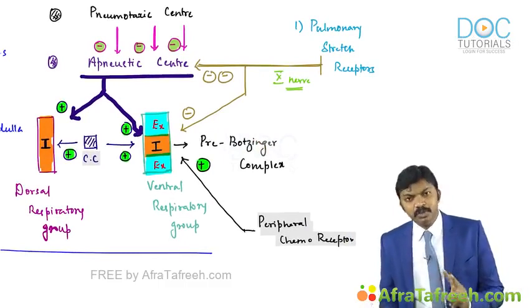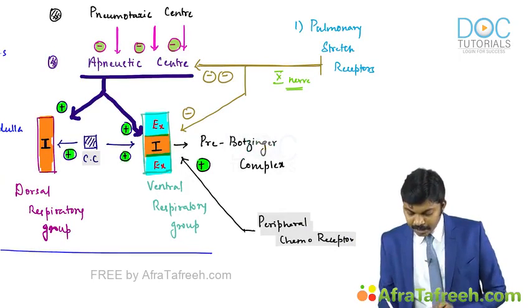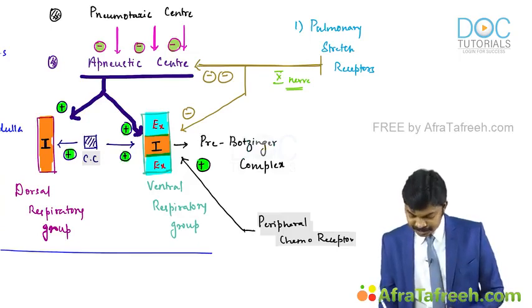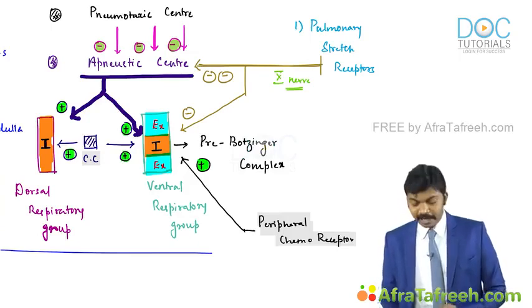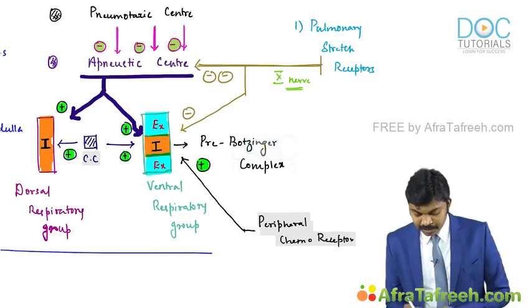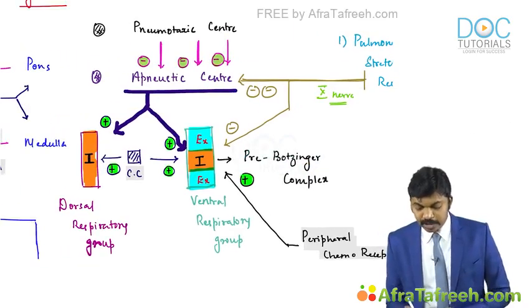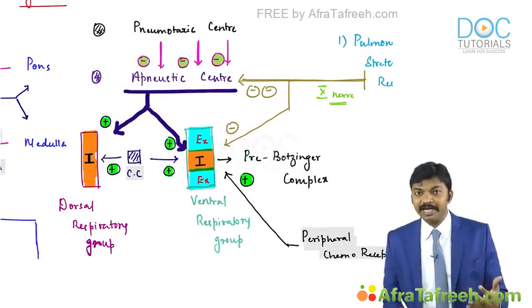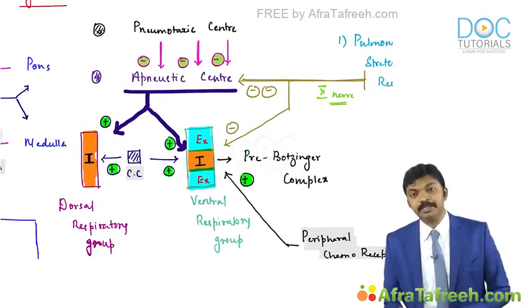Now, 2 points, just 2 points you have to remember here. Let us take up point number 1, that is a case with mid-pontine transection. Let us consider a case with mid-pontine transection. See, pons, as I told you, you do have two regions, so upper pons and lower pons. Upper pons having pneumotaxic center, lower pons having apneustic center.